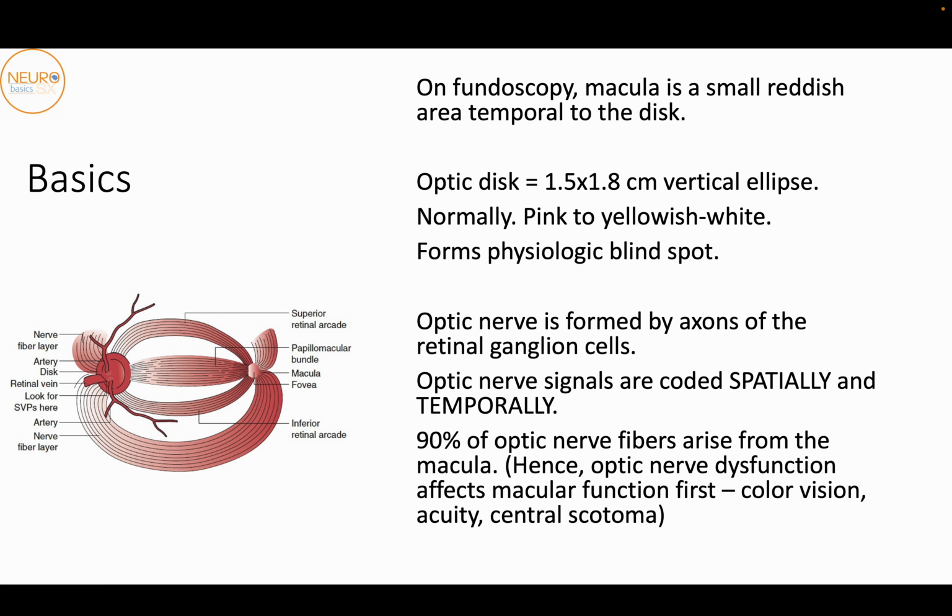Now, the optic nerve itself is formed by the axons of the retinal ganglion cells, and throughout the optic nerve, a spatial orientation is maintained. So there are certain parts of the retina which are encoded spatially throughout the optic pathway all the way up to the visual cortex. 90% of the optic nerve fibers actually arise from the macula. So we can see how important the macula is. And hence, optic nerve dysfunction usually represents macular dysfunction. That's why optic nerve dysfunction leads to problems with color vision, visual acuity, and leads to central scotoma.